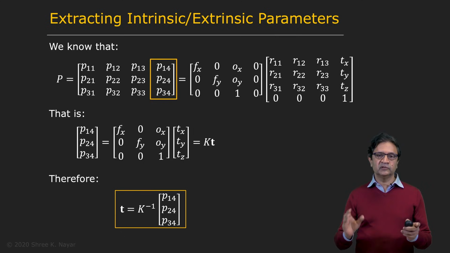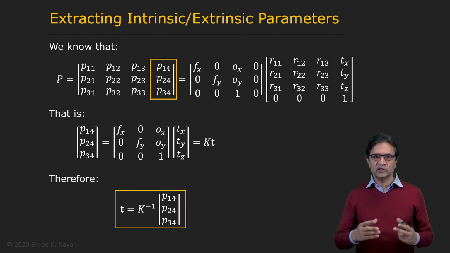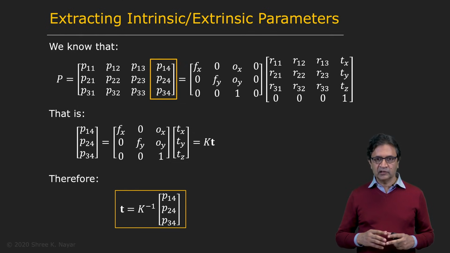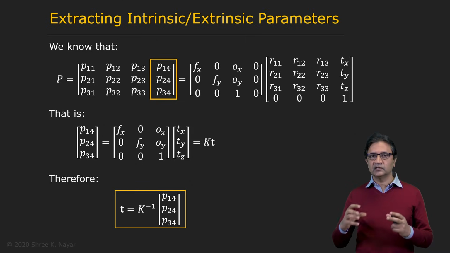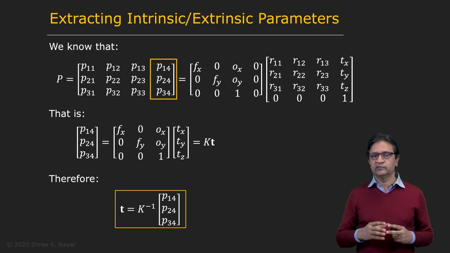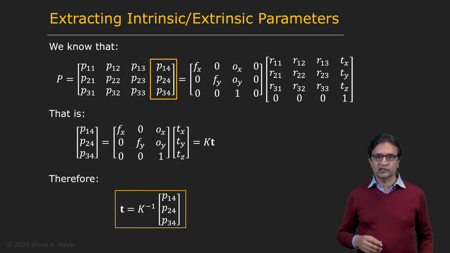We found the projection matrix. In this projection matrix, all the internal and external parameters were jumbled up. But we were able to, using techniques in linear algebra, tear apart the internal and external parameters of the camera from the projection matrix.